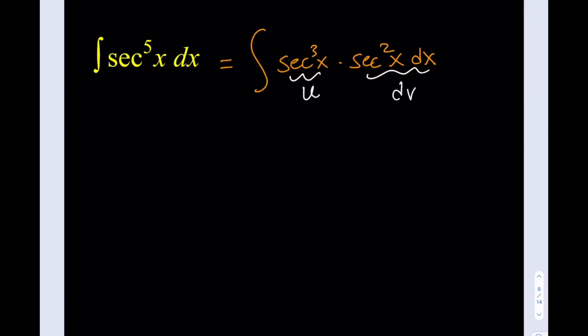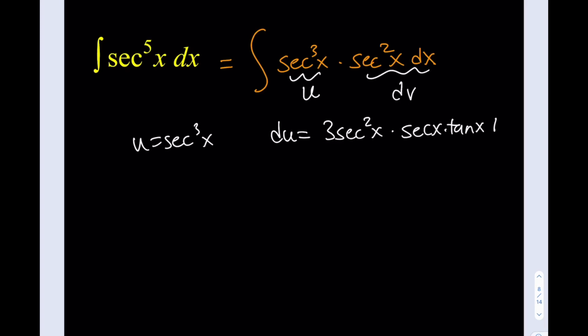Okay, so what do we write? u equals secant cubed x. So du is, okay, how do you differentiate secant cubed? It's 3 secant squared x times the derivative of secant. Chain rule. What's the derivative of secant? Secant times tangent. Beautiful. And don't forget the dx.